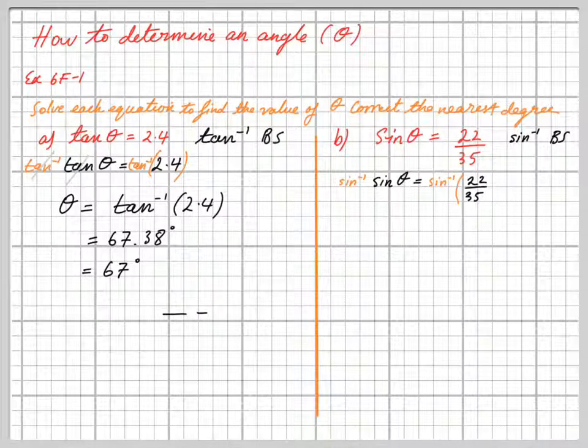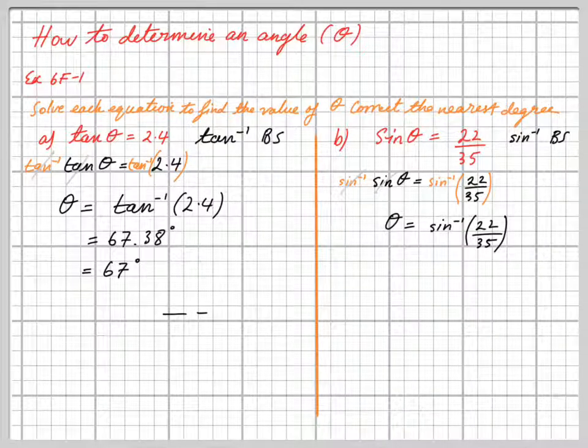I'm going to put the brackets here because we need to do it when we put it into the calculator. And so this and this eliminate, allowing the theta to be by itself. So I'm going to write theta again. Theta is equal to sine inverse 22 over 35.